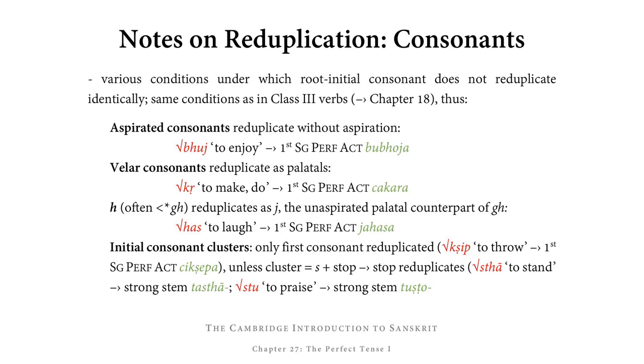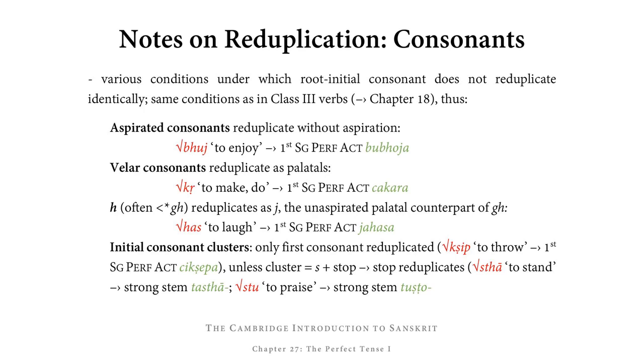H, which often originated as gh, reduplicates as j, because gh is an aspirated sound. Aspirates reduplicate without their aspiration, so gh would reduplicate as g, but g is a velar, and velars reduplicate as palatals, and so g would reduplicate as j. And so, for example, from has, to laugh, we get the first singular perfect active form jahasa, which consists of the reduplicative syllable ja, then the root in guna, has, and our first singular perfect active ending a, jahasa.